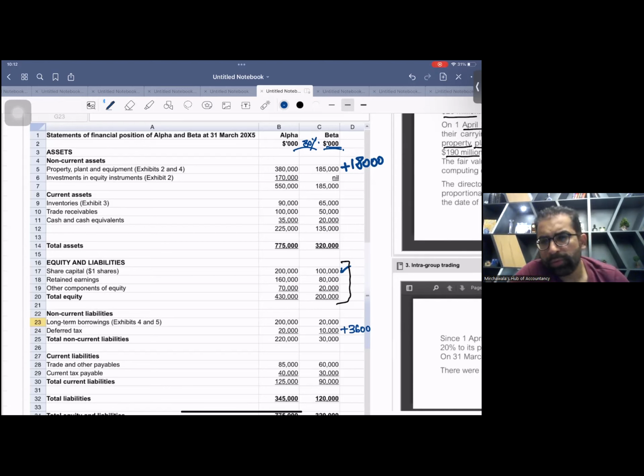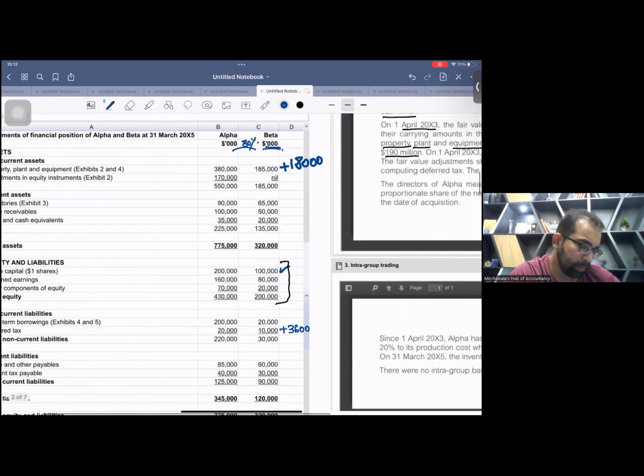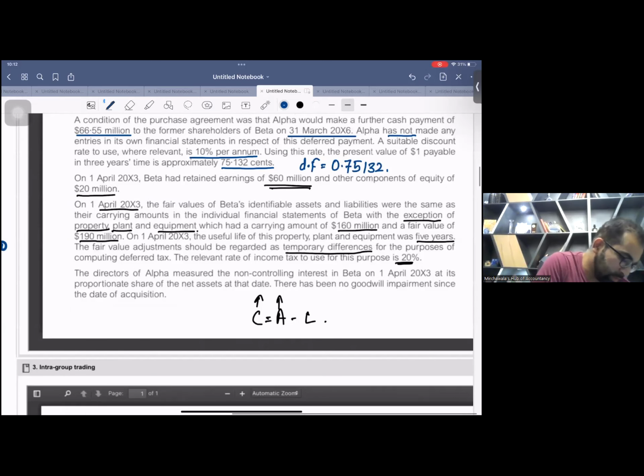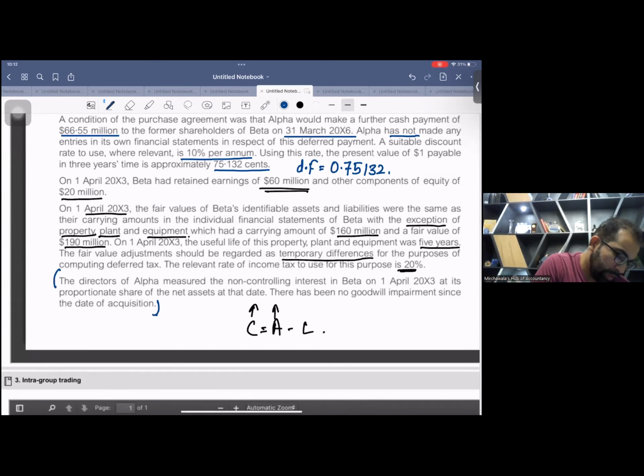Now let me calculate the goodwill for you in 1 minute. Whenever you want to calculate goodwill, remember there are two methods in consolidation: full goodwill method and proportionate method. Read the method, please. The directors of Alpha measured the non-controlling interest in Beta on 1st April X3 at its proportionate share of the net assets. It's not the full goodwill method, it's the proportionate method. And there has been no goodwill impairment. Thank God, this is easy for you.